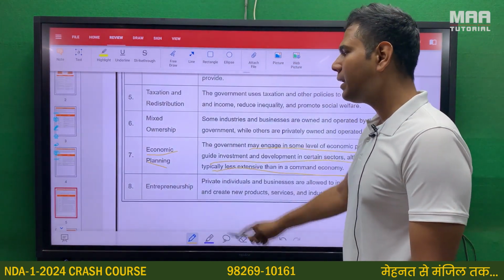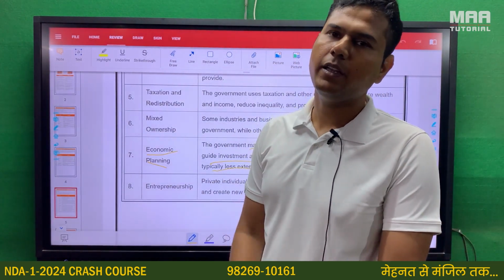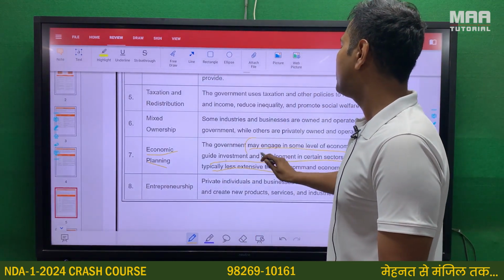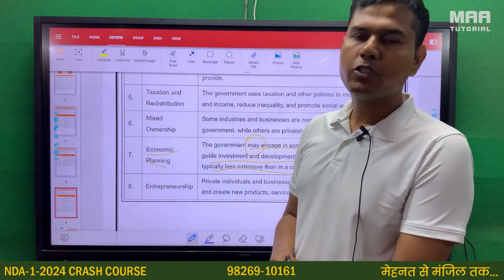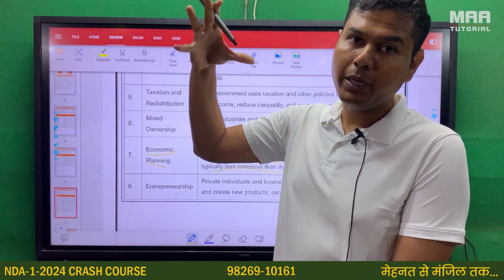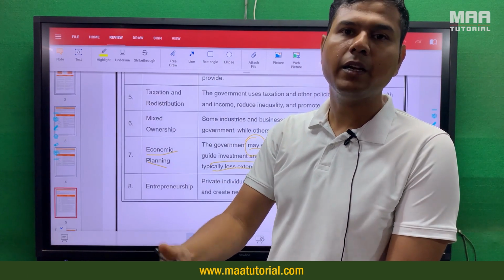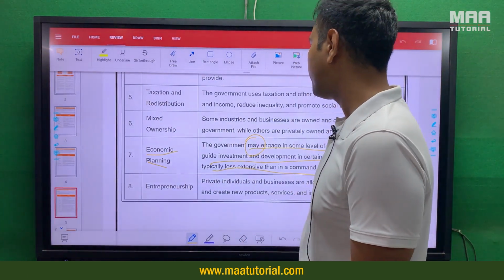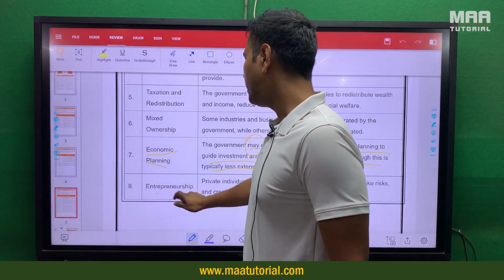The idea is, is there planning in a mixed economy? Yes, there is planning in a mixed economy, but it is completely up to the government. It's not mandatory, but in a socialistic economy it is mandatory. The calls are made from the top and then they trickle down to the bottom in the form of administrative changes or effect. Is there entrepreneurship in a mixed economy?